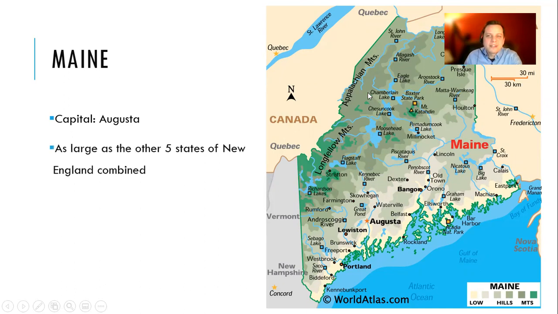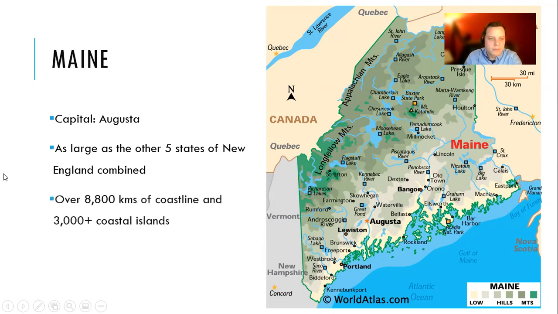It is, like I said earlier, as large as the other 5 states combined within New England. So you have 6 states in total, and Maine, in terms of area, you can fit all of the other states inside of Maine if you wanted to. It's got over 8,800 kilometers of coastline, plus 3,000 coastal islands, and you can see them dotting the shore here.